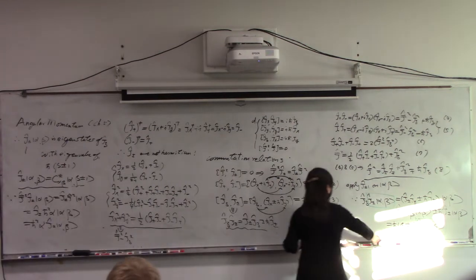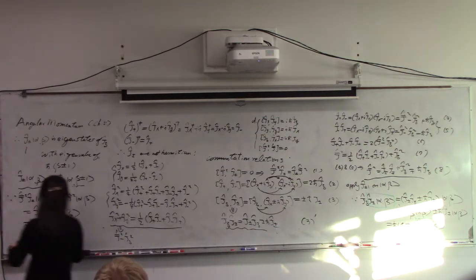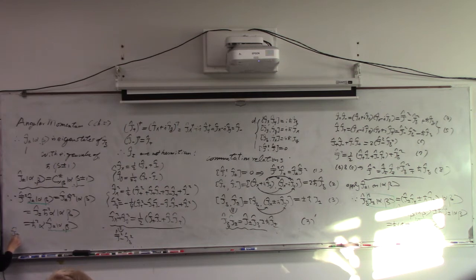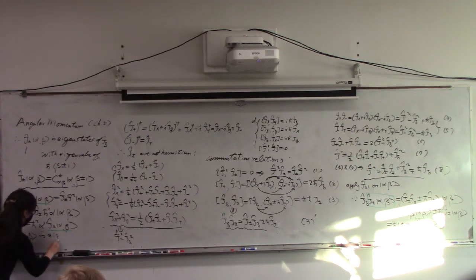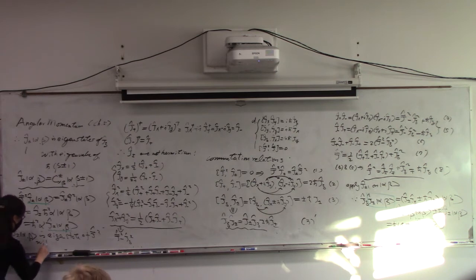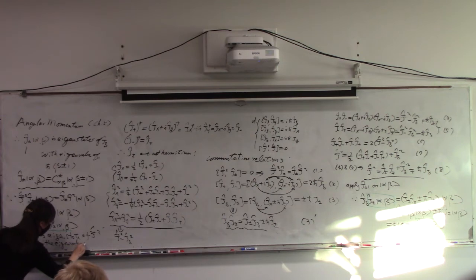So what that means is that J plus minus applied to the state gives the same state with the same eigenvalue of J squared. So J plus minus alpha beta is an eigenstate of J squared with this eigenvalue of h bar square alpha.